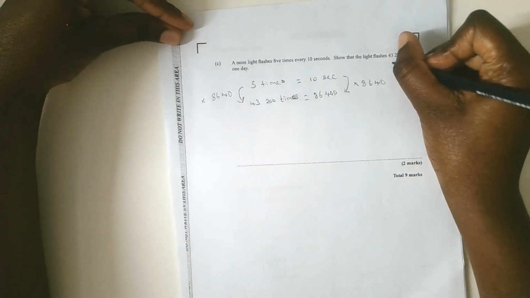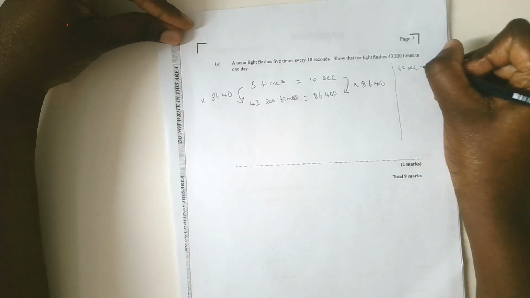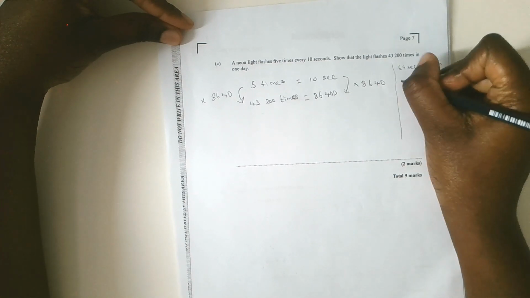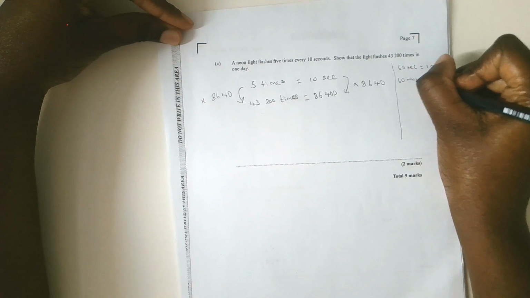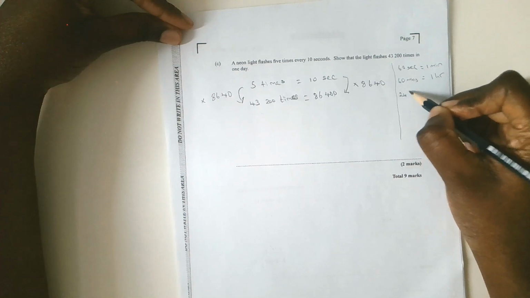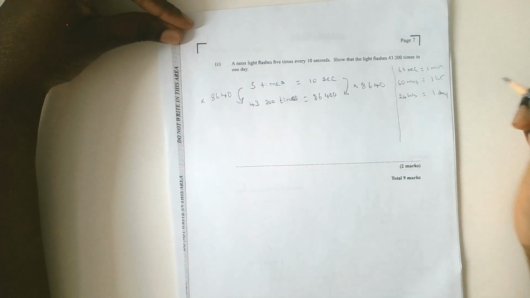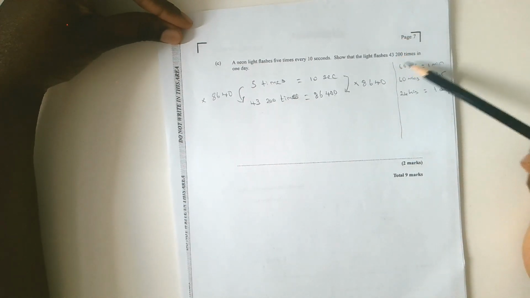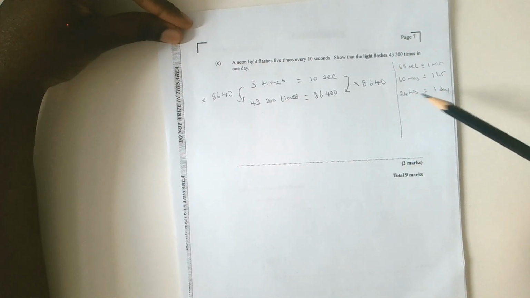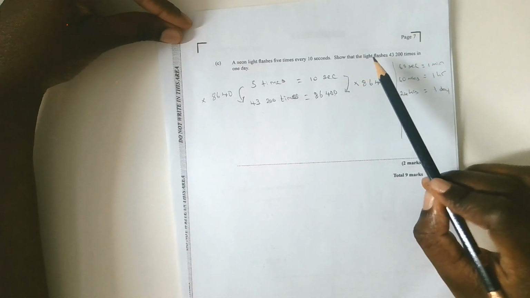Good. So now to prove our answer, we know that 60 seconds is equal to 1 minute. And we know 60 minutes is equal to 1 hour. And we know we have 24 hours in a day. So if we multiply our seconds to minutes to hours, that would give us how many seconds are in a day.